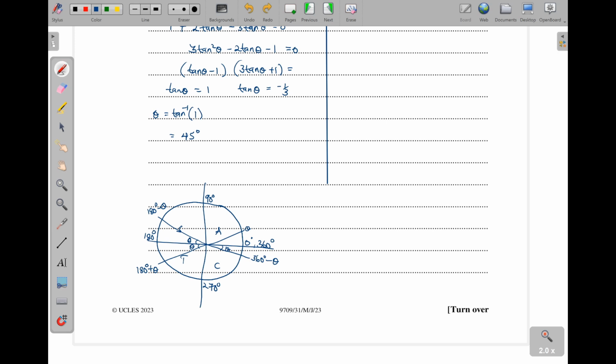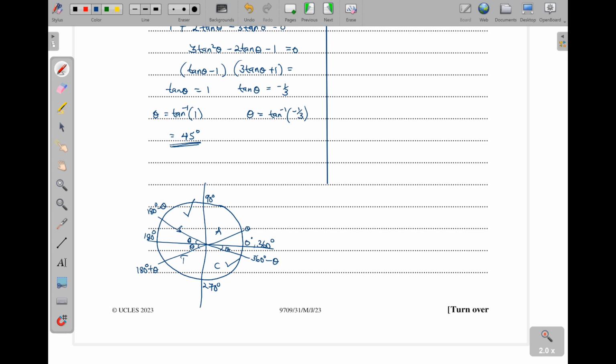Then how about this one here? Theta is going to be equal to the arctan of negative a third. So one answer is this one here, negative a third. Now we go to the quadrants where tan is negative. Tan is negative in the second quadrant and in the fourth quadrant.